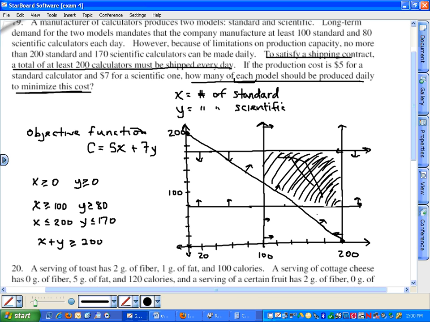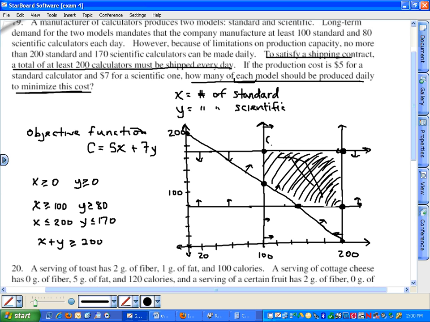So what we need to figure out now are the edges or the corners of this feasible region. We have one right here, right here, and we need to find out which of these vertices minimize the cost. So we need to know the location of each of these vertices.